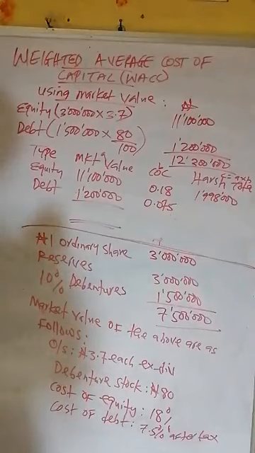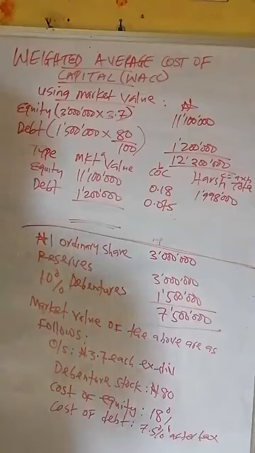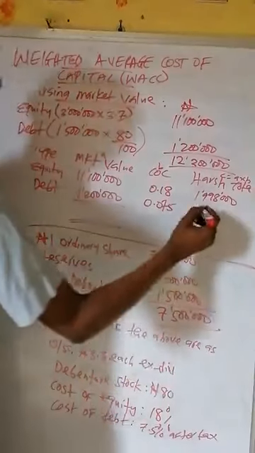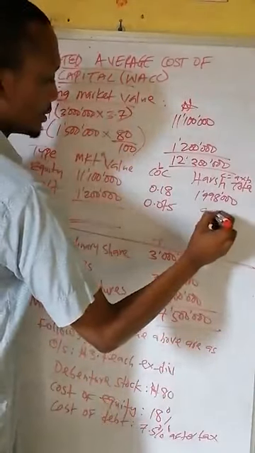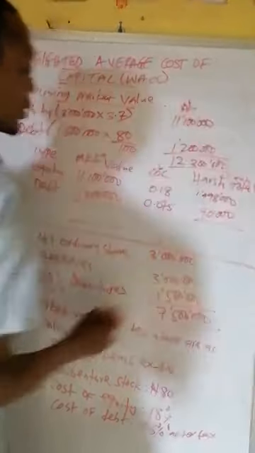11,100,000 multiplied by 0.18. Okay, yes. So 1,200,000 multiplied by 0.075. What do we have? We have 90,000.